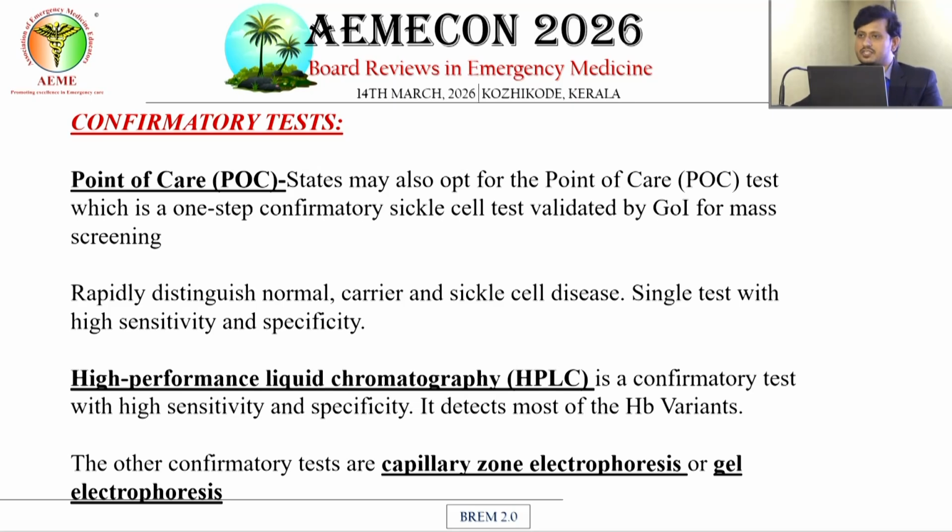Once you do the solubility test as a screening test, if you want to do the confirmatory test, you can do the point of care test. Apart from the point of care test, we have other tests like high performance liquid chromatography, capillary zone electrophoresis, and gel electrophoresis. These all diagnose sickle cells.